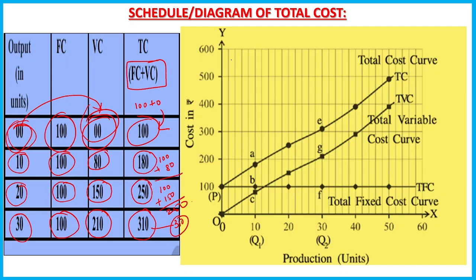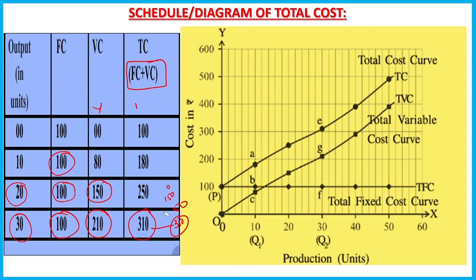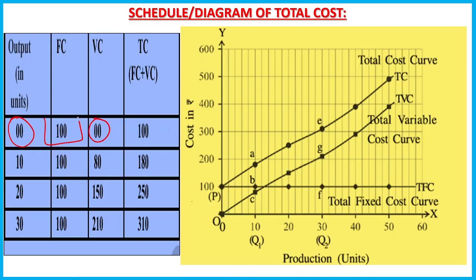Understood this much? Which means, if the total production is zero, what will be its effect upon the variable cost? Very good. If total production is zero, variable cost will be zero, but fixed cost you will have to incur, and thereby the total cost will never be zero. It will be exactly equal to fixed cost. That is why I have written that initially total cost is equal to fixed cost.